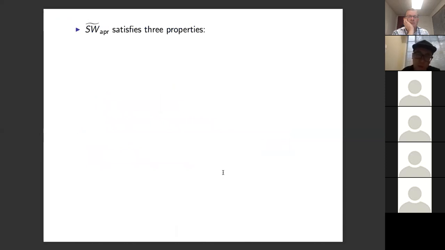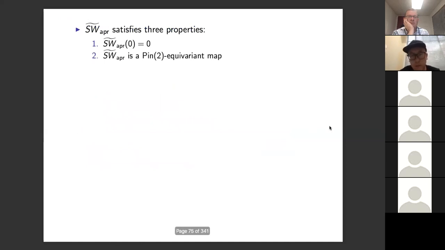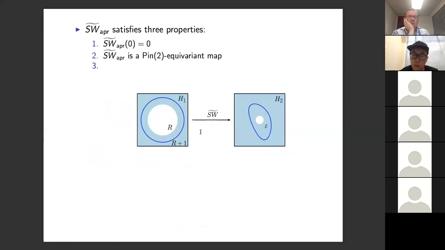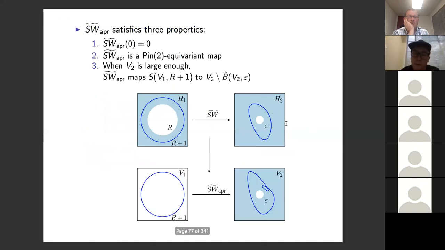So this approximation between finite dimensional spaces satisfies three properties. It still maps 0 to 0. It's still a Pin(2)-equivariant map. So recall that earlier it maps the blue region to the blue region. So in particular, if you take a sphere, then it will still map to the blue region. And after this approximation, although the outside part doesn't have this property anymore, this sphere still has this property, that it still maps to this blue region.